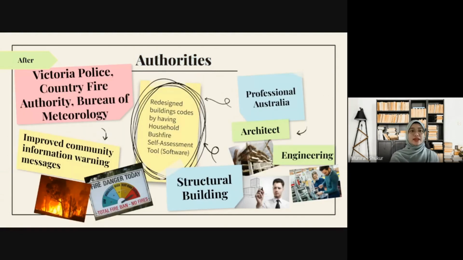season. Next, Victoria Police, the Country Fire Authority and the Meteorological Bureau need to improve community information warning messages so that communities get early warning to plan for their safety and property. Lastly, Professional Australia, architects, engineering and structural buildings must redesign the buildings code by having a household bushfire safety assessment tool software to ensure the early warning message in each house.